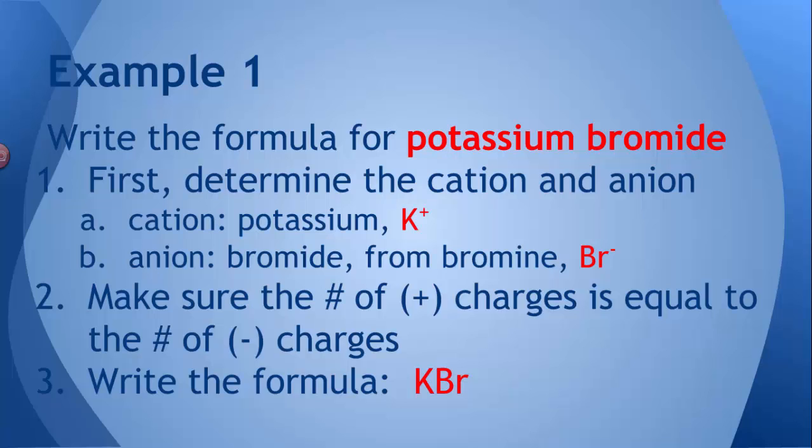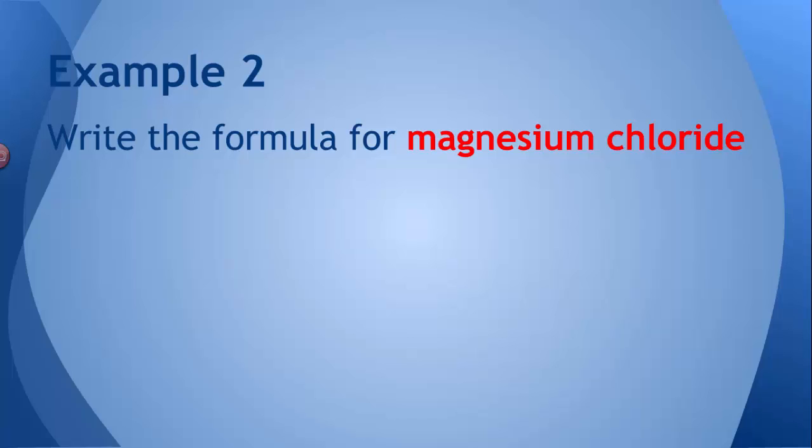That was an easy one because the cation was +1 and the anion was -1. What if the charges of the ions are different? It's pretty simple. Let's take an example. We'll write the formula for magnesium chloride. The cation is magnesium. If I look at the periodic table, magnesium needs to lose 2 electrons to become like a noble gas, so it's going to have a charge of +2. Chloride is from chlorine, and chloride needs to gain 1 electron to be isoelectronic to a noble gas. So chloride has a -1 charge.